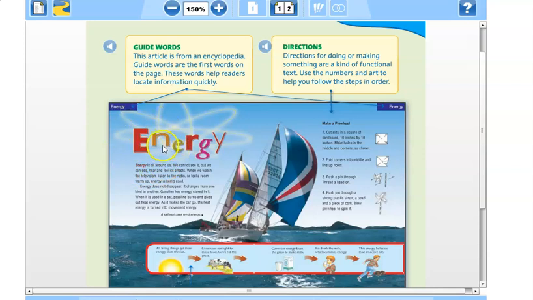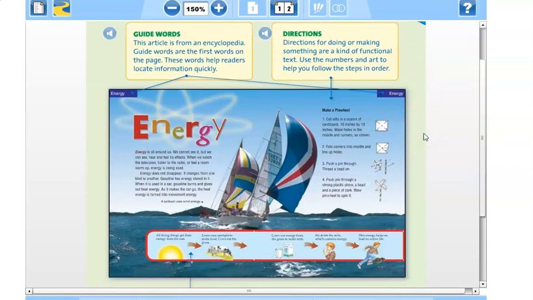Then we go to the second letter, and we know N, so in the E section, we would go towards the middle. And we would start using the guide words and going up and using these letters to help us find the word energy on the page. Then we have the directions part. Directions for doing or making something are a kind of functional text. Use the numbers and art to help you follow the steps in order.